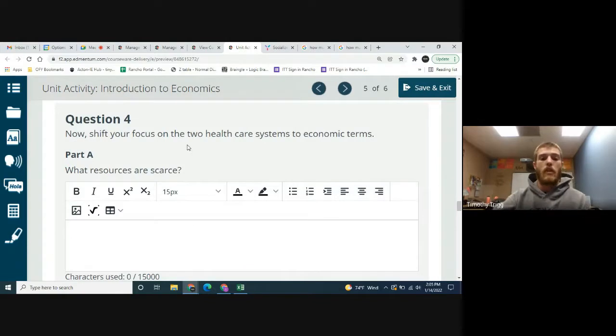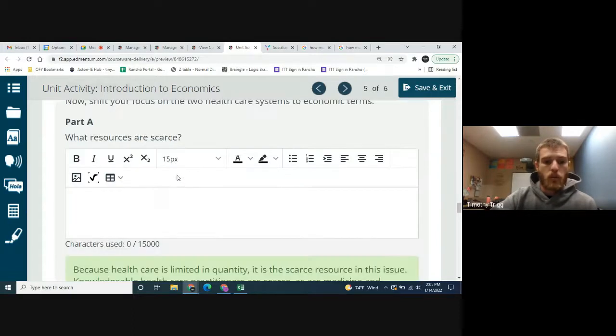Now shift your focus on two healthcare systems to economic terms. Okay, so what resources are scarce? So when it comes to healthcare, what resources are scarce? Well, let's talk about that word scarce or scarcity. Basically, it means that not everyone can get everything. There's only a certain amount of stuff or resources to spread amongst everyone. So what types of resources are scarce?